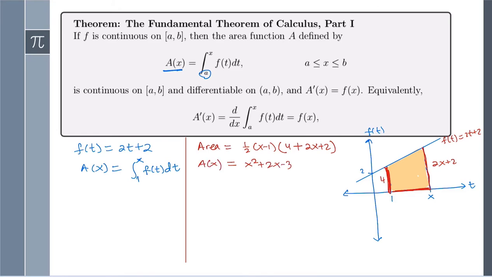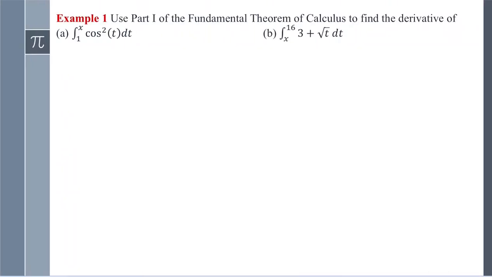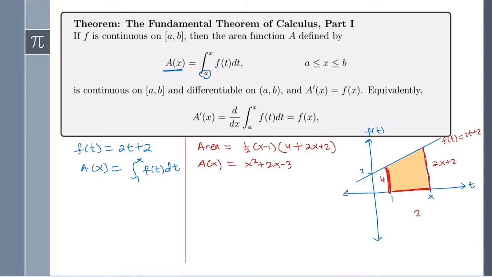Now what this says is, for example, if you want to find the area from 1 to, let's say, 2, you can just replace x with 2. So the area of this region from 1 to 2 is given by A of 2. You can just plug it in here, you get a number, and that gives the area. So that's what the area function is. It's a function that gives the area.